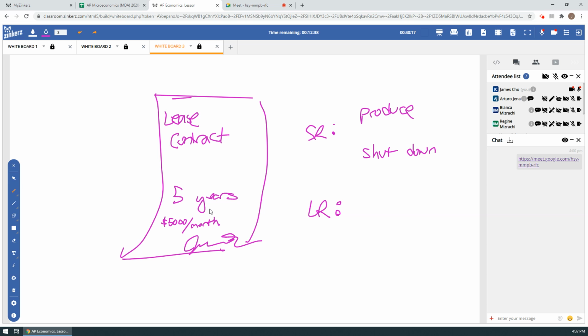Good. So, in the long run, if you're making economic losses, are you going to sign a new lease contract? No. Hell no. Okay, and if you can't even pay it, you're making losses in the long run, you're going to exit. You're going to shut down.